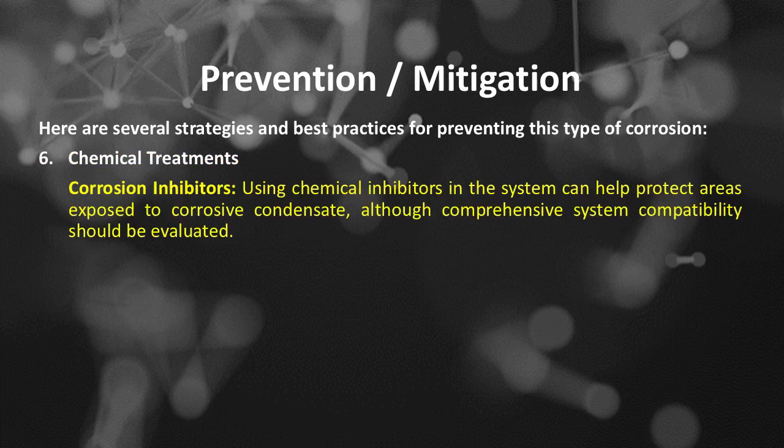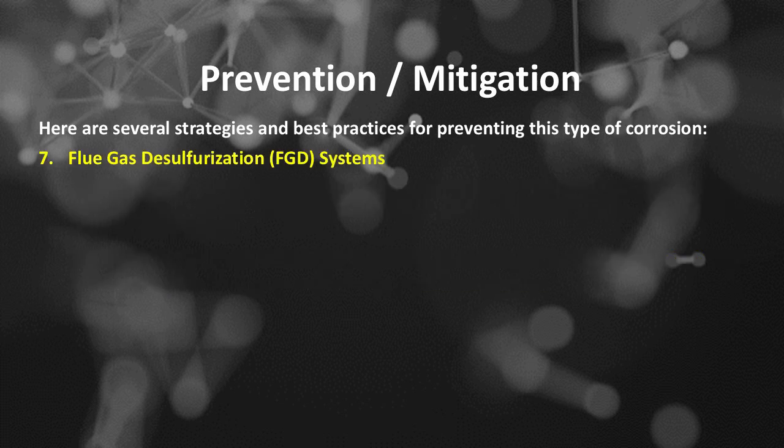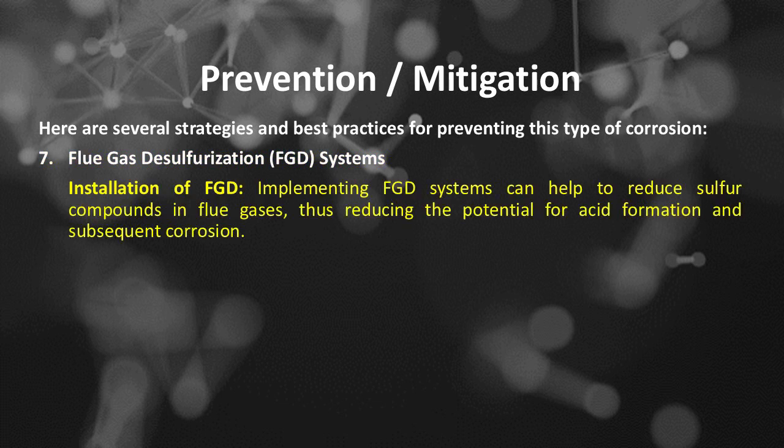Corrosion inhibitors. Using chemical inhibitors in the system can help protect areas exposed to corrosive condensate, although comprehensive system compatibility should be evaluated. pH control. If acidic conditions are prevalent, using neutralizing agents can help maintain a pH that is less corrosive to susceptible materials. Number 7 of the several strategies and best practices for preventing this type of corrosion is flue gas desulfurization, or FGD, systems. Installation of FGD.